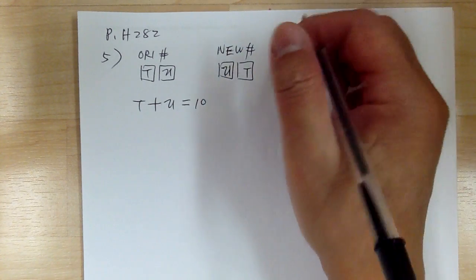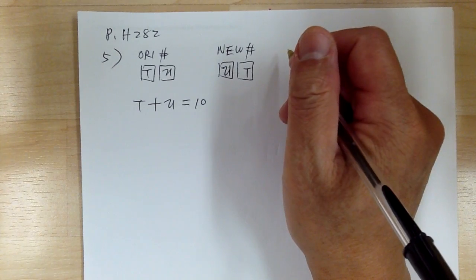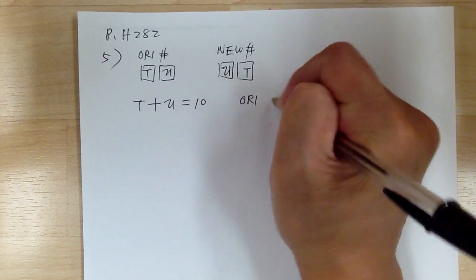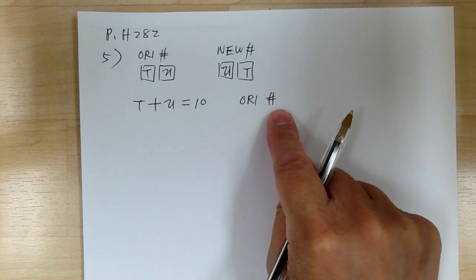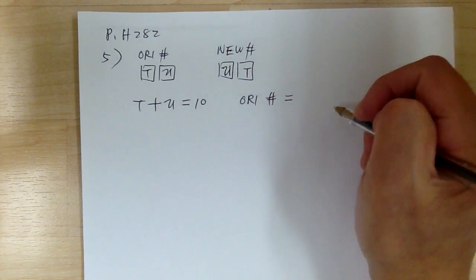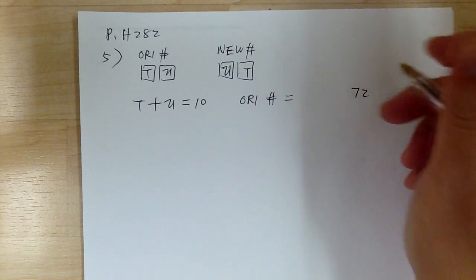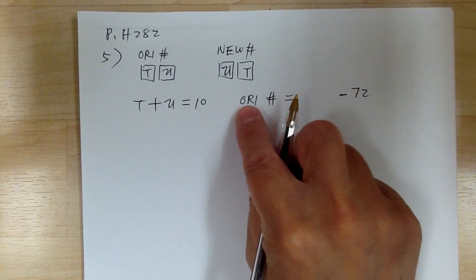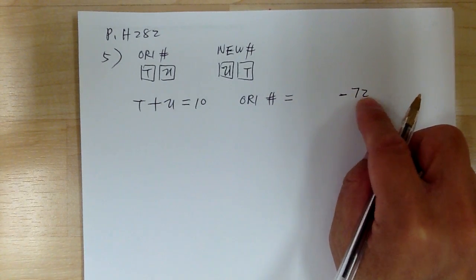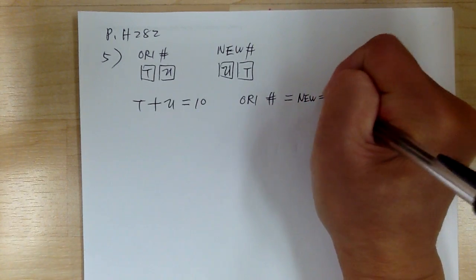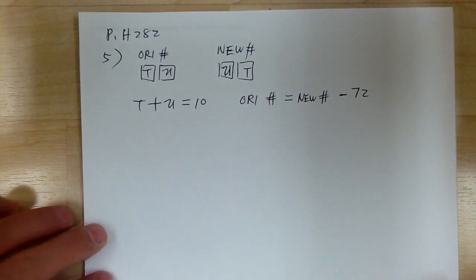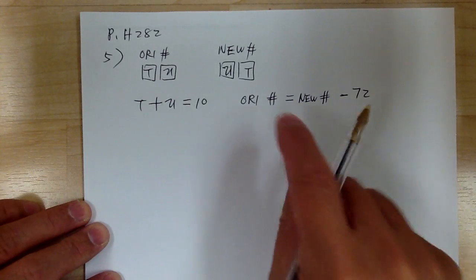It says original number. Again, it says original number, you just translate exactly what it says, right? Original number is, means equal, 72 less than. Again, when you have less than, you have to put it in the back. So the original number is 72 less than the new number. So that's your translation.